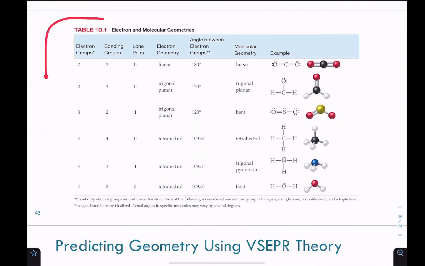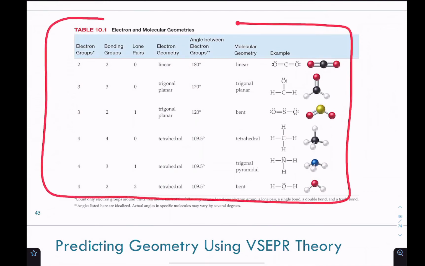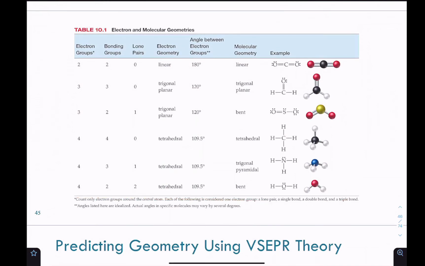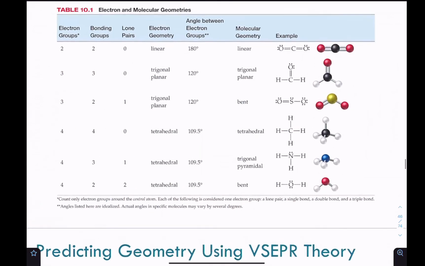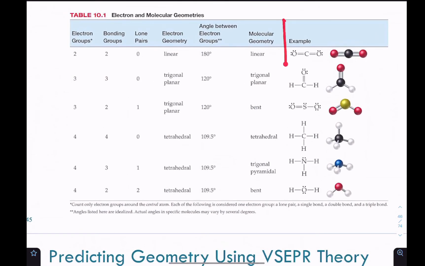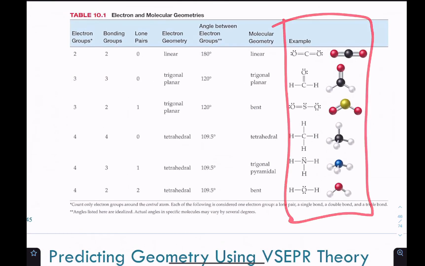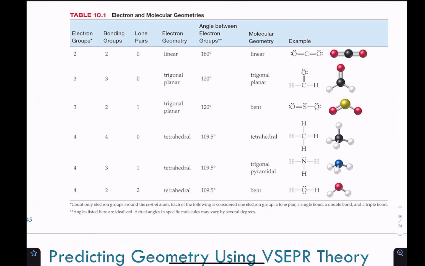So this is the chart that you'll want to learn how to use, because I will give you this chart on the exam. I'm going to cut off these examples, but you'll still have electron groups, bonding groups, lone pairs, the electron geometry, angle, and the molecular geometry.